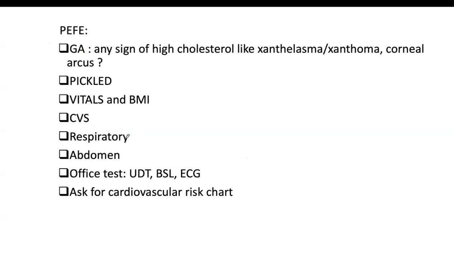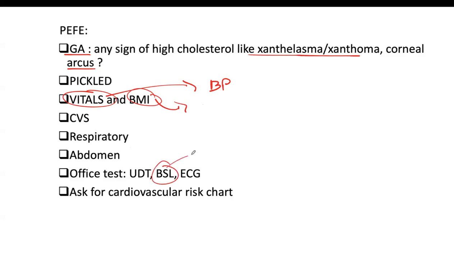Then a physical examination card will be given. In the card, you would be looking for any sign of high cholesterol in that patient, like xanthelasma or xanthoma, any corneal arcus. Definitely look at the blood pressure when they give you the vitals, to make sure the patient is not hypertensive. BMI will be important to check if the patient is obese. Then CVS, respiratory, abdomen should be fine. Check if the blood sugar is high, which means the patient might be diabetic. And an ECG to make sure the patient doesn't have any baseline ECG problem.